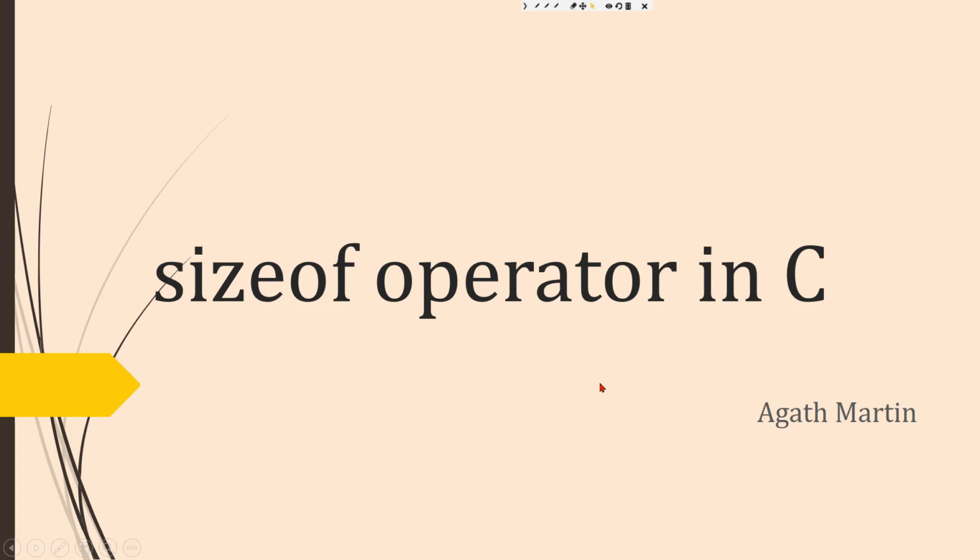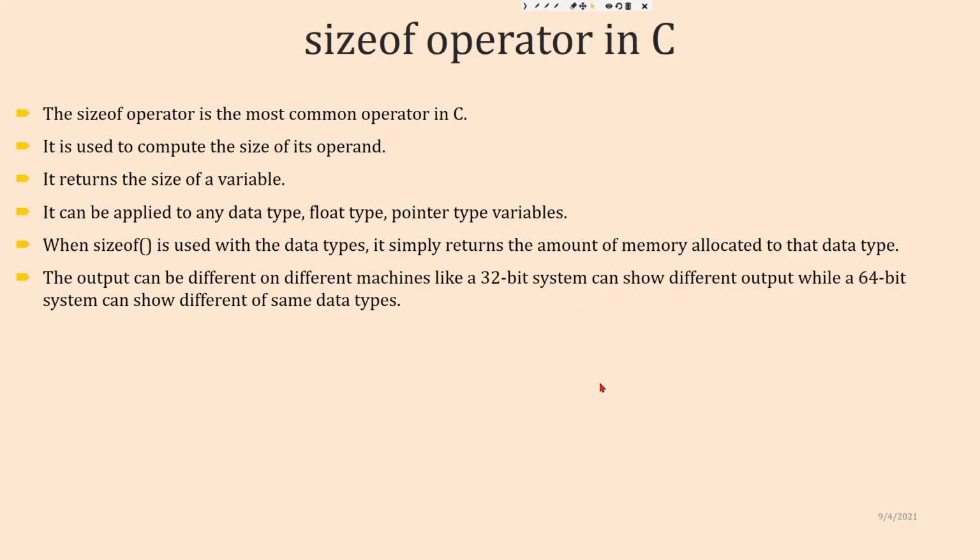Size of operator in C. So sizeof is the most common operator in C. It is used to compute the size of its operand. It returns the size of a variable. It can be applied to any data type, float type, pointer type variables.